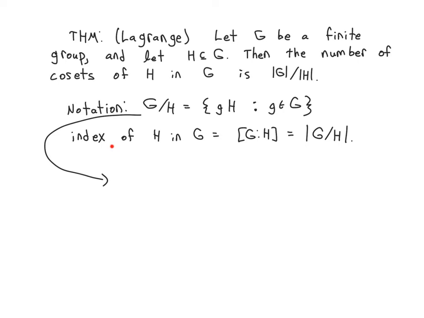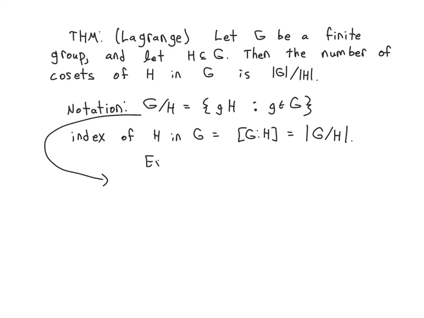The other notation we sometimes see is that we define this size, the number of cosets. We also call this the index of H in G. So it's the number of cosets, and it's also denoted by this. Don't ask me why it didn't occur to me to use G colon H for the set of cosets, but oh well.